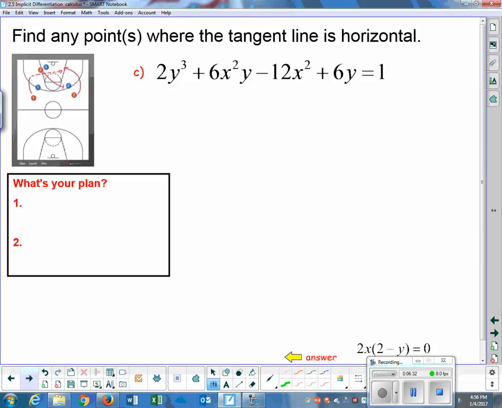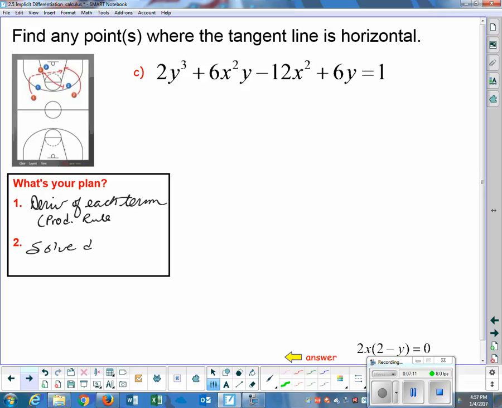This next one has a lot of terms and it looks a little confusing, much like the plays that go on in a basketball game. So perhaps what I want to do is make a game plan. I think I'm going to take the derivative of each term, and I see a product rule. Be aware of the product rule, right? With that 6x squared y. And then I just want to solve for dy dx.